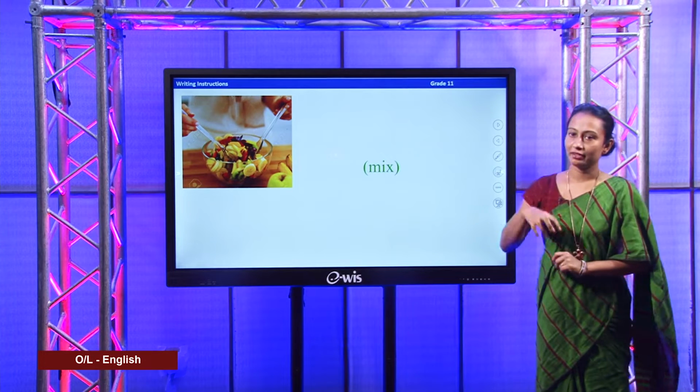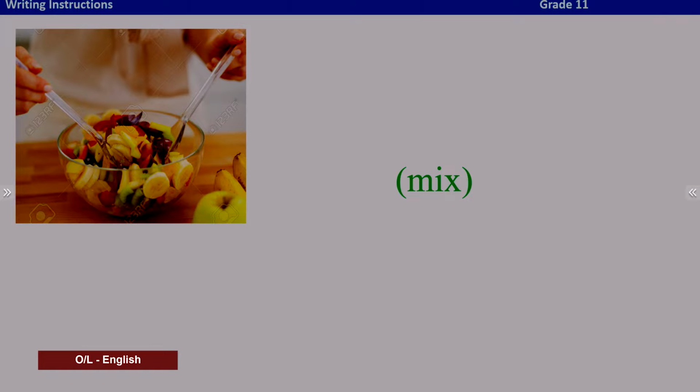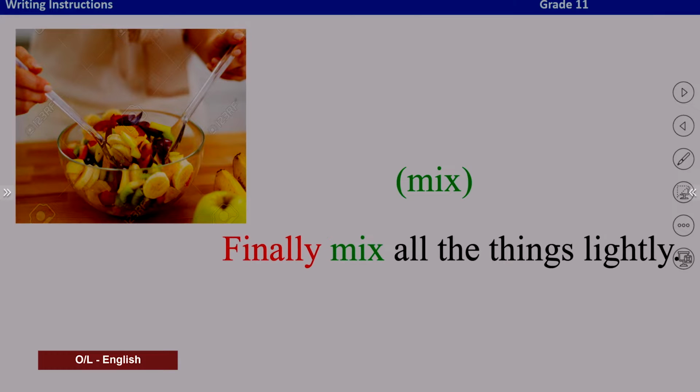After adding everything, you have to mix the stuff. So this is the final step. Let's see my sentence. Finally, mix all the things lightly. How do you need to mix all the things? You have to mix all the things lightly.